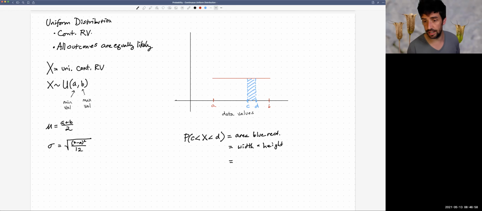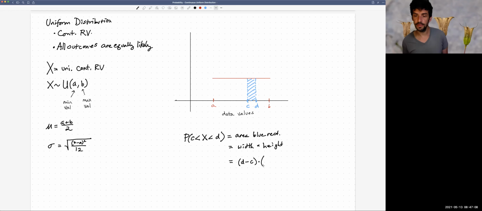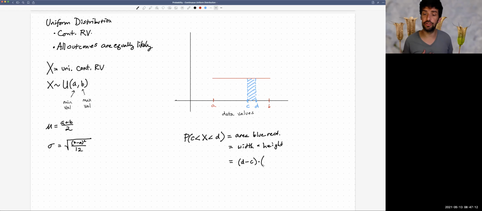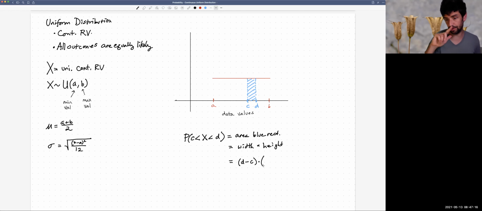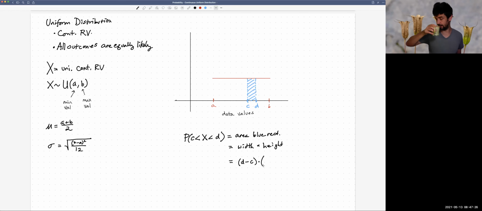The width is easy enough to see, right? It's the distance between C and D. So that'll be D minus C, right? If C is 3 and D is 5, then that distance is 2. 5 minus 3 is 2, tells us how much space between them. So the larger one minus the smaller one gives us the width. But what about this height? So I just drew that line in there, but there's no scale here, so there's nothing to imply how high that line is.